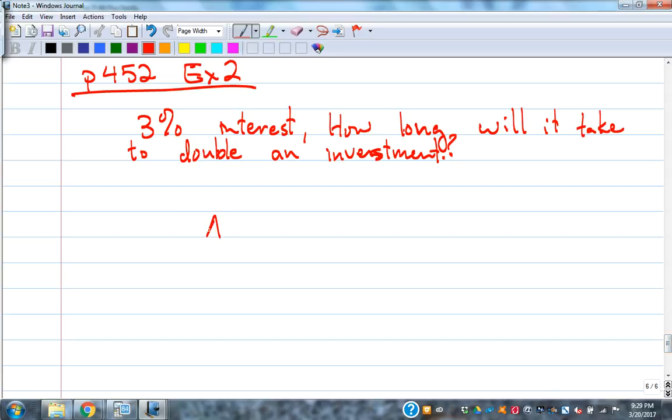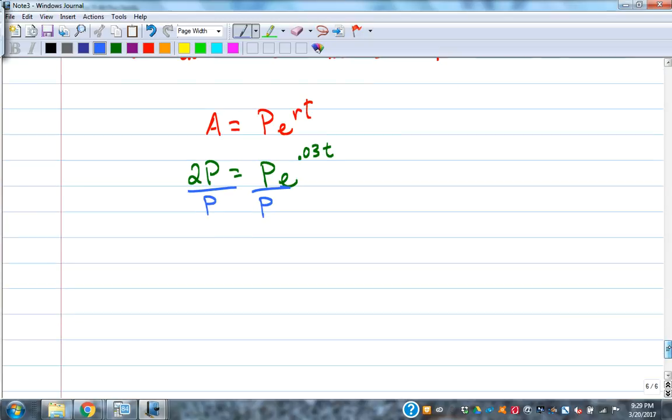Okay, so we're taking that formula and we're plugging in things that we know. We know we're going to take whatever our principal investment is and we're going to double it at an interest rate of 3%, but we don't know how much time. If I divide by the principal investment, that's just going to give me 2 equals e to the 0.03t. That just turns into an exponential equation that we can solve.